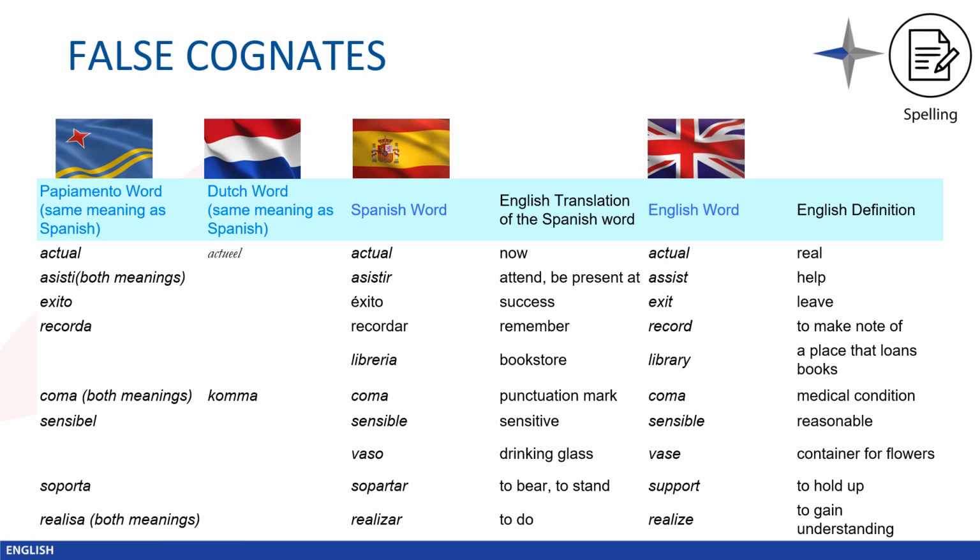Here you will see a couple more, specifically for Papiamento, Dutch, and Spanish, and you see the English translation. Let's pick one of these. So, for example, in Papiamento éxito, and in Spanish it is éxito. It means success, but in English you say exit, and exit means the verb to exit, to leave, or when you leave a place.